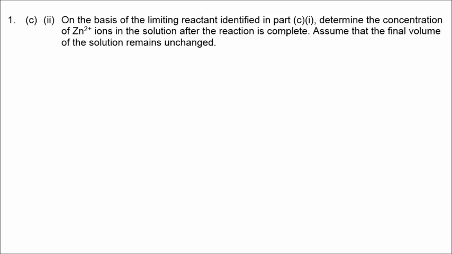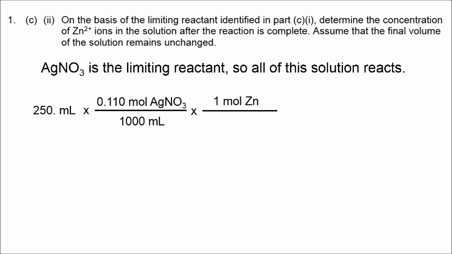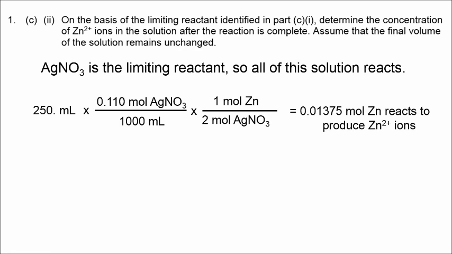So now that we've established that silver nitrate is the limiting reactant, we can calculate the concentration of zinc ions that are present in the solution after the reaction is complete. Since all of the silver nitrate reacts, let's convert 250 milliliters of silver nitrate solution into moles, and let's convert that into moles of zinc. At that point, we get 0.01375 moles of zinc that reacted and has given us that number of zinc ions.